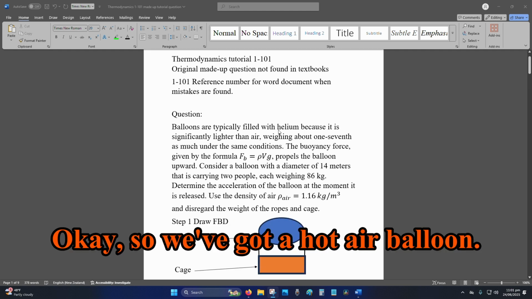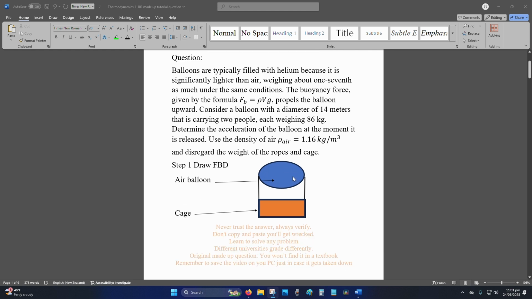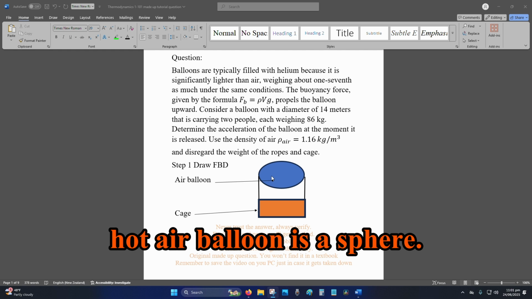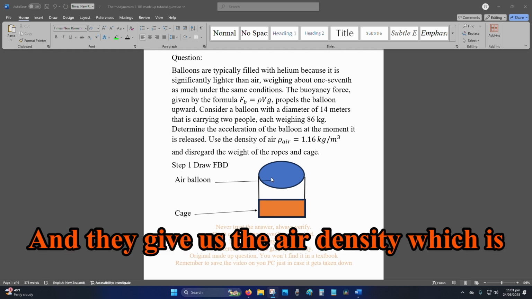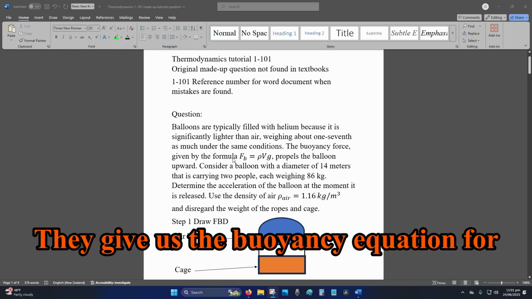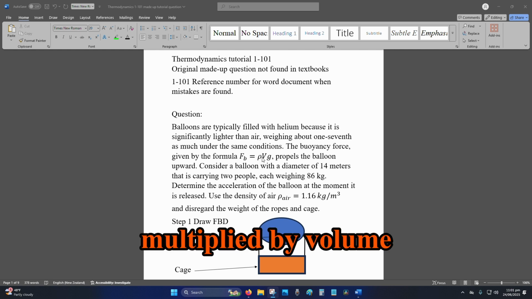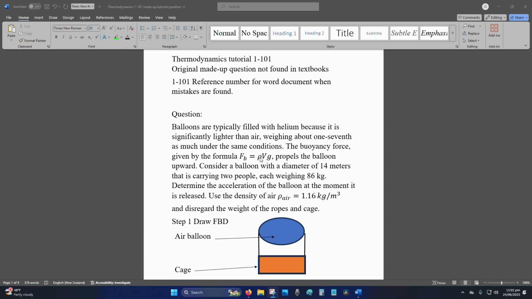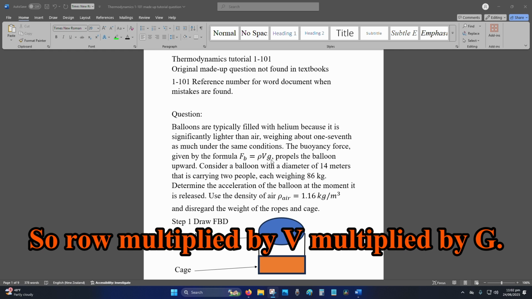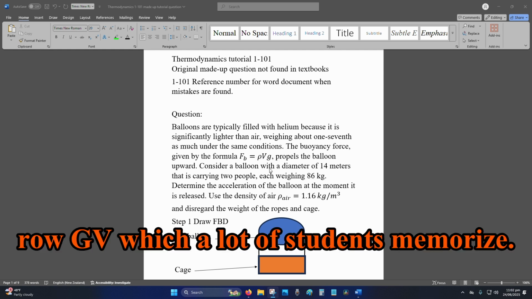Okay, so we've got a hot air balloon. So step 1, draw your free body diagram, your FBD. We're going to assume the hot air balloon is a sphere. And they give us the air density, which is 1.1 kilograms per meter cubed. They give us the buoyancy equation for the force, which is density multiplied by volume multiplied by gravity. So rho multiplied by V multiplied by G. Sometimes you have rho GV, which a lot of students memorize.